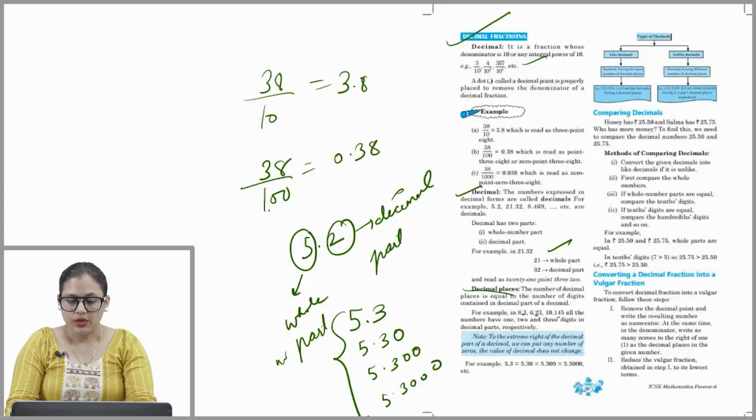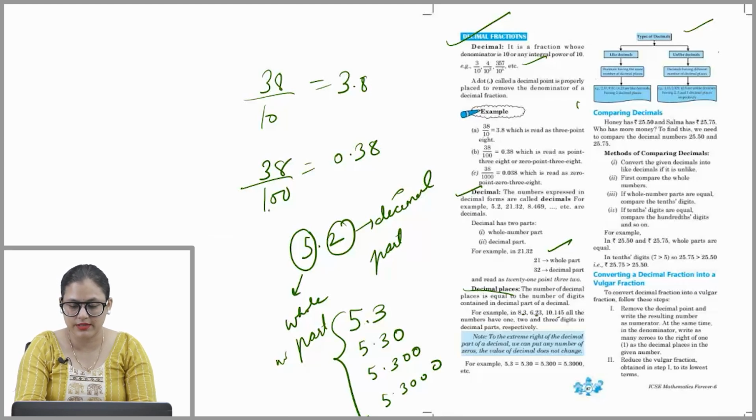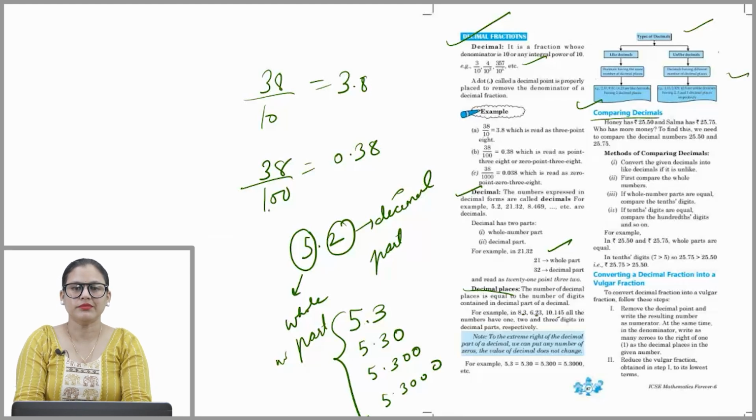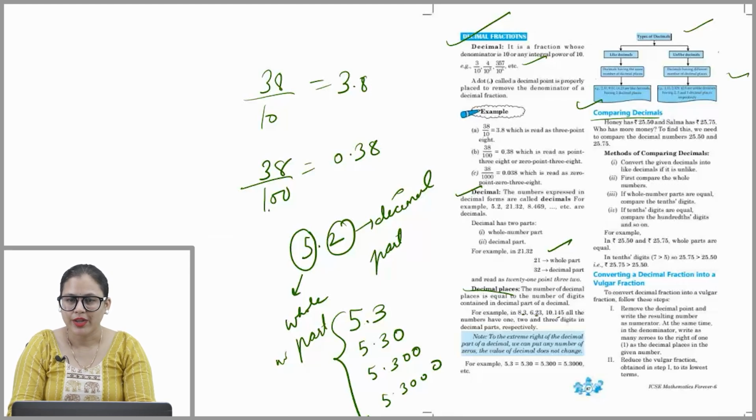Okay, now see this flow chart. Types of decimals, like and unlike. Like decimals have the same number of decimal places, an example is given here, and unlike decimals have different numbers of decimal places. Okay, now comparing decimals. Honey has 25 rupees and 50 paise and Salma has 25 rupees and 75 paise. Who has more money? To find this, we need to compare the decimal numbers 25.50 and 25.75.